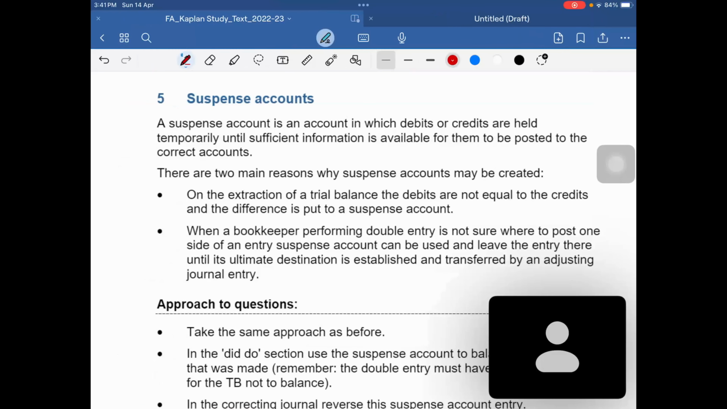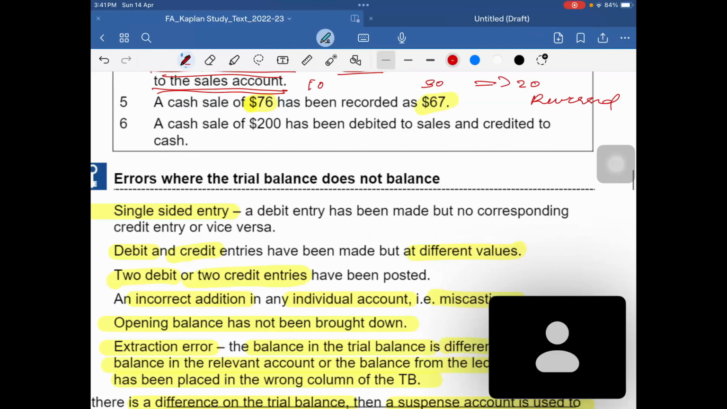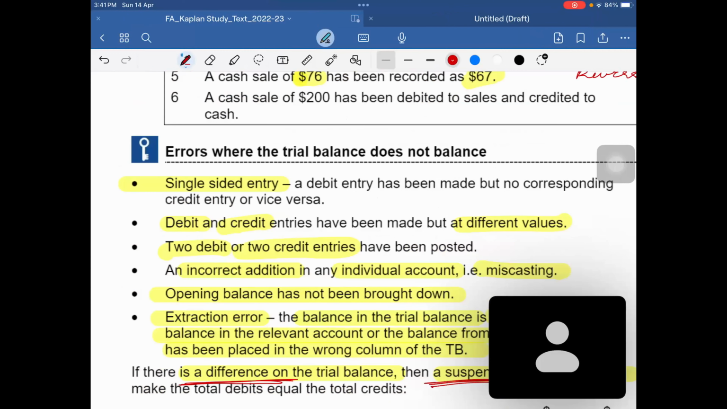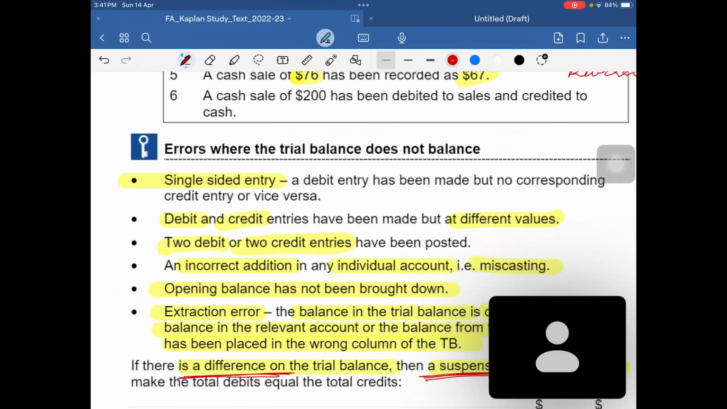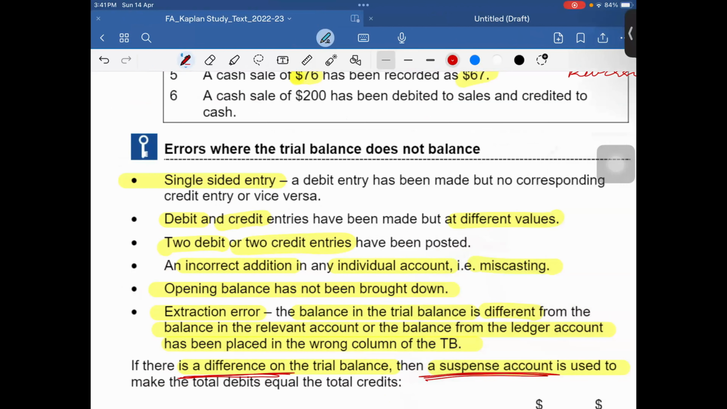Okay. So all these errors are something that actually balances the trial balance, but there are errors and they need to be corrected, right? Now, sometimes the errors would cause the trial balance to not balance. That means the debit and the credit totals won't be equal. So the examples of errors which would cause such a trial balance error are: first one, single-sided entry.